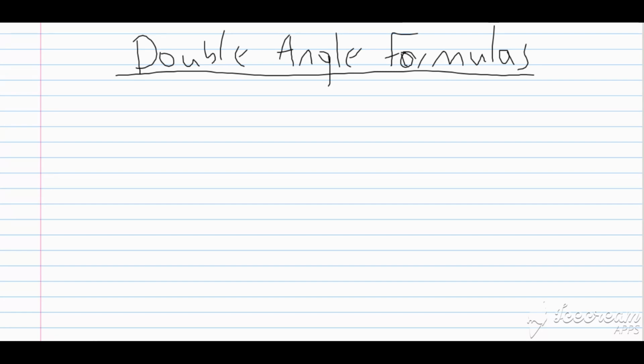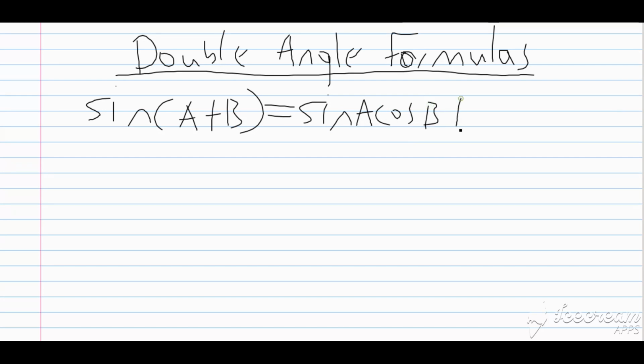If you recall, for sine of A plus B, we get sine A cosine B plus cosine A sine B. And when you have sine A cosine B, that is commutative, so we can practically write it in any order. It wouldn't really matter. Now, how do I get this double angle formula?